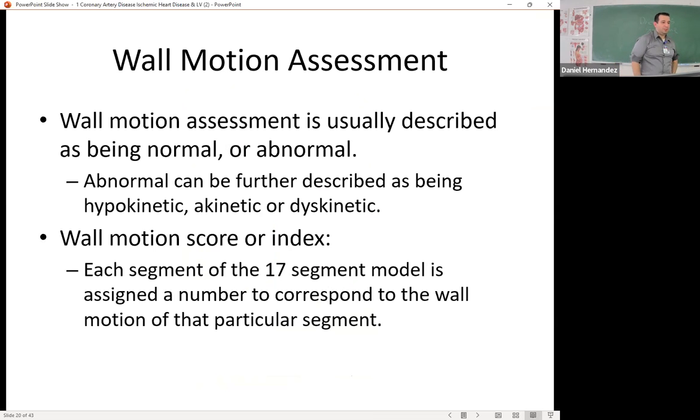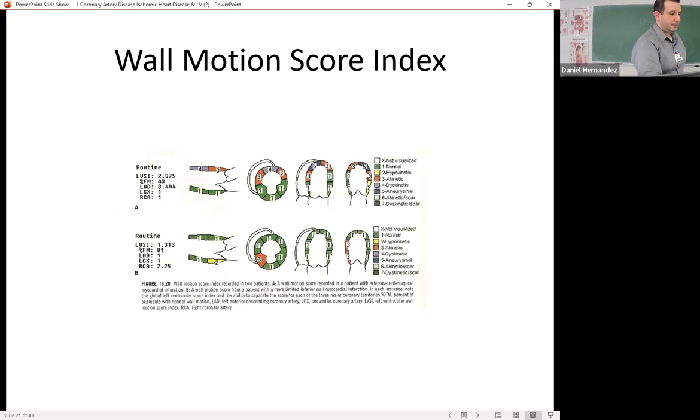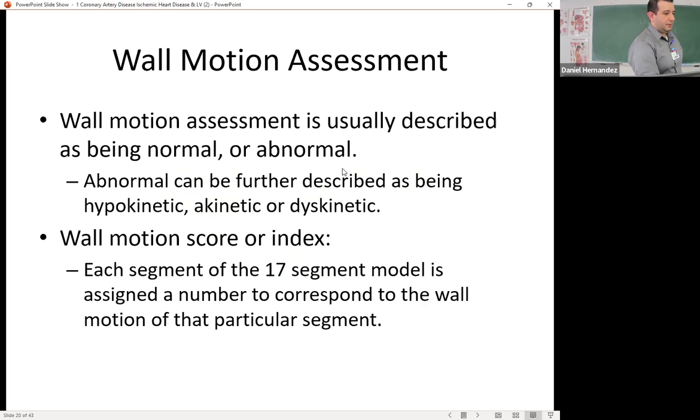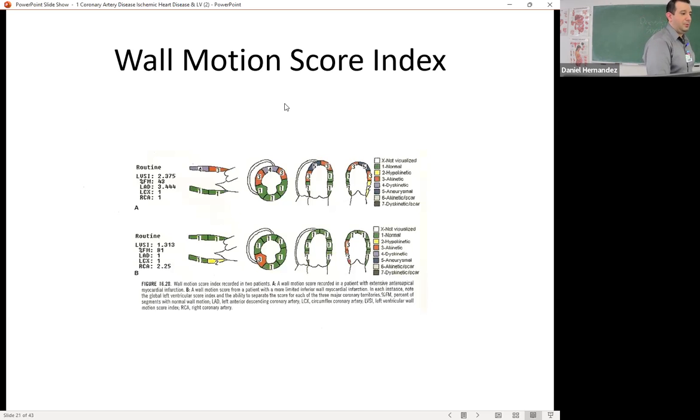When we describe our wall motions, they can be either normal, hypokinetic, akinetic, dyskinetic, or aneurysmal. For a normal wall motion score, we give 1, hypokinetic we give a 2, akinetic 3, dyskinetic a 4, and aneurysmal would be a 5. Then we add up all the scores and divide by 17, and that gives us a global wall motion score index.